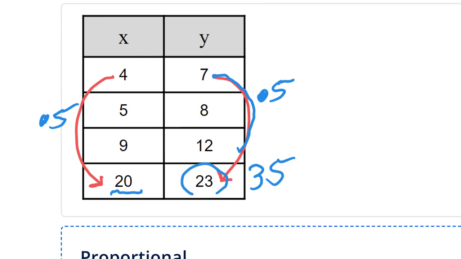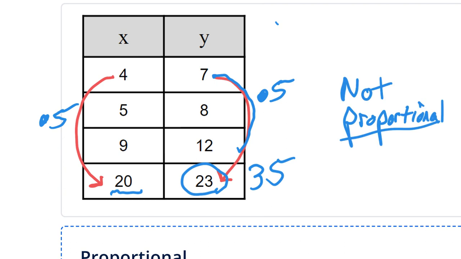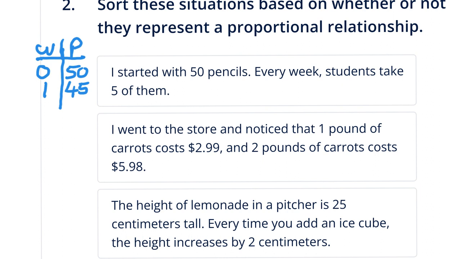Well, wait a second. This says 23. So this is not proportional. Remember the double or triple or make it 5 times larger. Both the x and the y should be able to be multiplied by 5, and the numbers should show that. So question 2, we're supposed to sort these situations and determine, are they showing a proportional relationship or are they not?